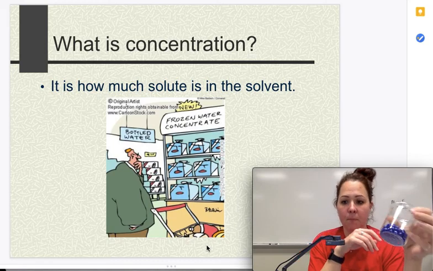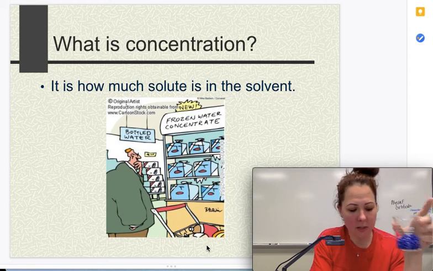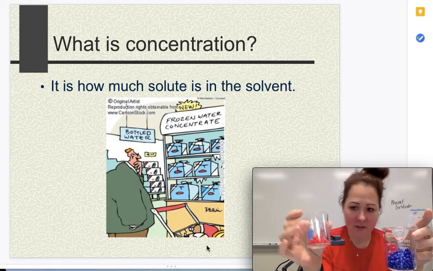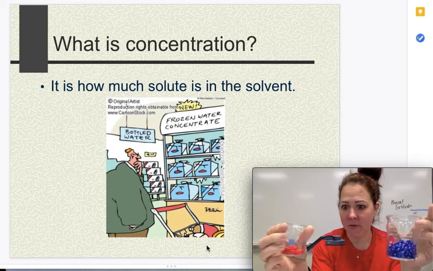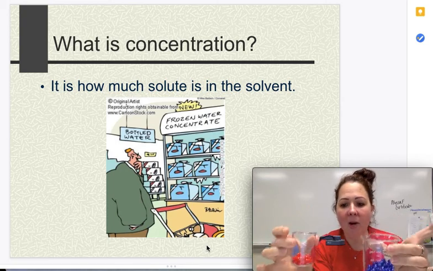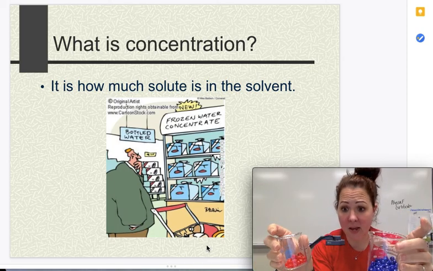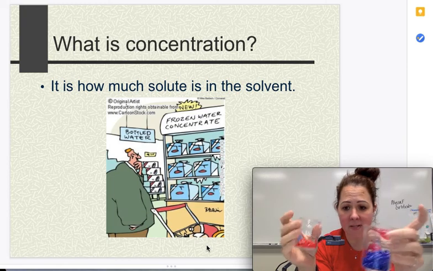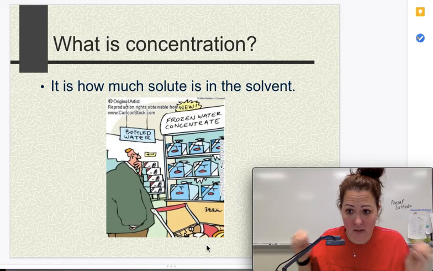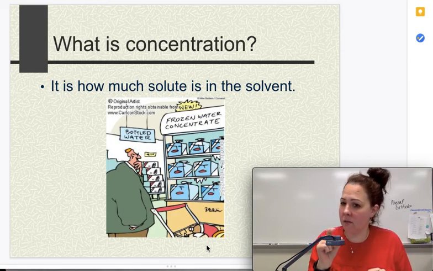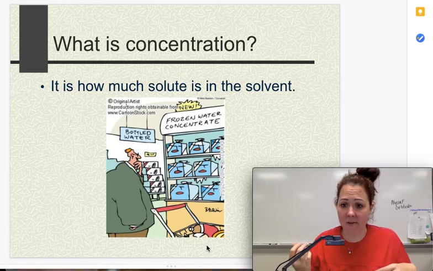So if I have these blue beads here, each one would represent a water molecule. And then let's say that I have these red beads, which are my solute. I don't know, it's red food coloring, just to throw something out there. When I add my solute to my solvent and I mix them together, I can figure out mathematically if there is a lot of solute in the solvent or just a little bit, and that will tell me the concentration.